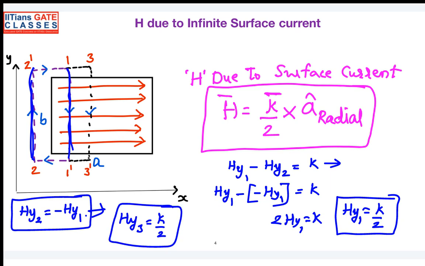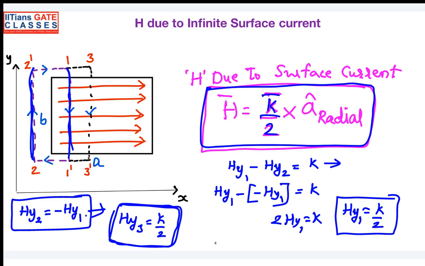So irrespective of the point, you are going to get the magnitude as k by 2. Now I was generalizing it in this vector form. If you look at this one, the magnitude will be k by 2, this remains the same. And including the direction, if you want to write, the direction of the magnetic field will be the cross product of current into radial direction.